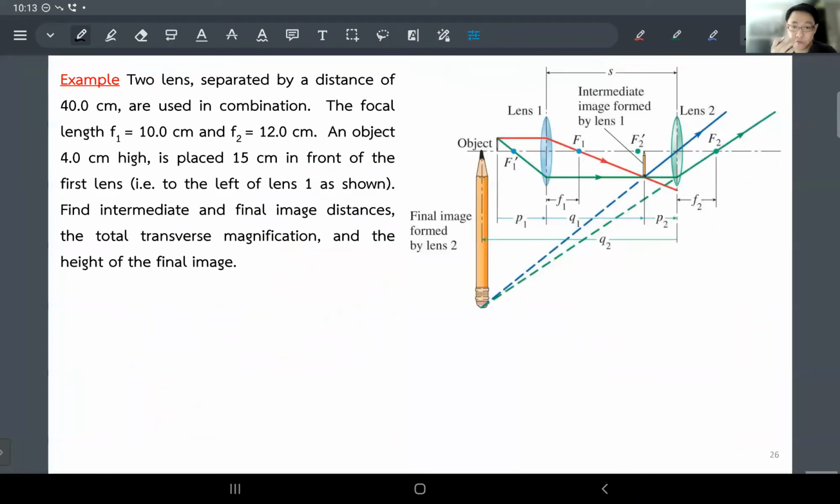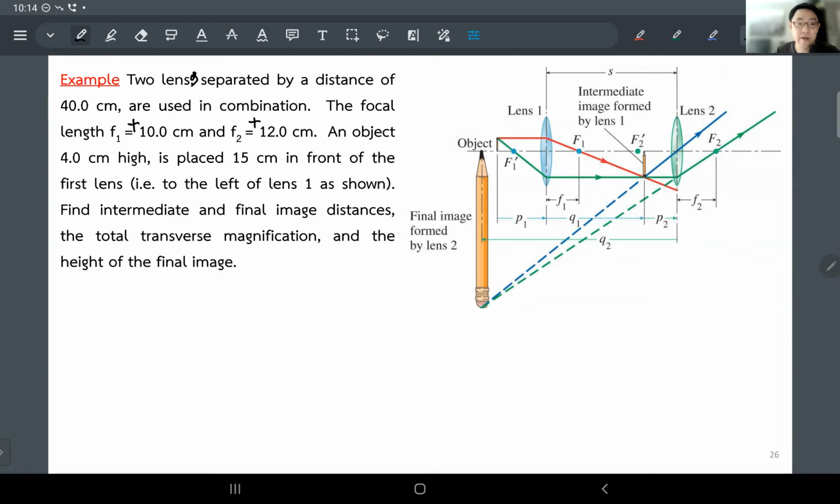So I have this full question on the last slide of this handout over here. 2 lenses, separated by a distance of 40 centimeters, are used in combination. The focal length F1 is given, F2 is given, and you guys know because these 2 are converging lenses, convex lenses. So what you can put, just to make sure that you won't make any mistake here, is a positive sign in there.